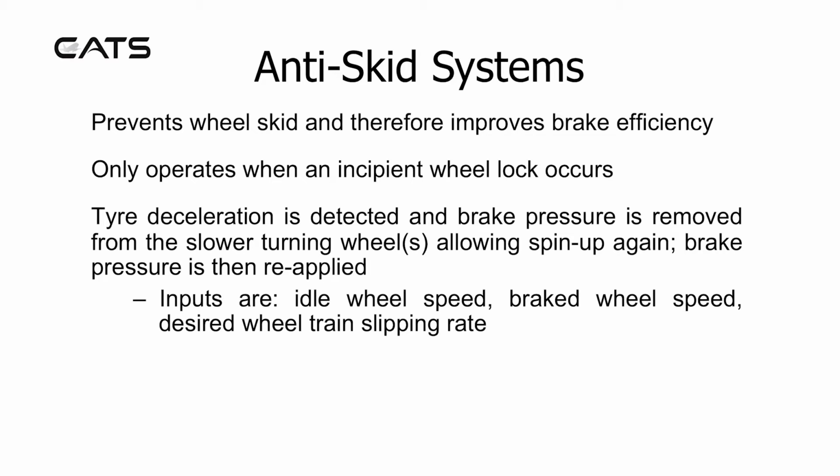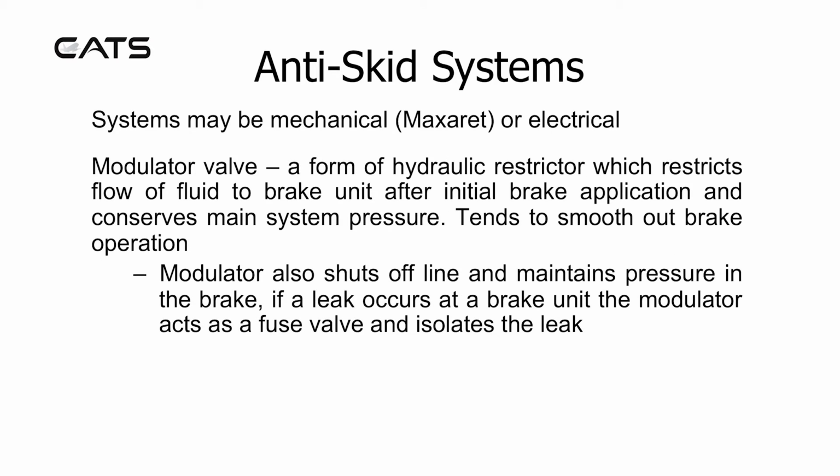Anti-skid systems. These prevent wheel skid and therefore improve brake efficiency. They only operate when an incipient wheel lock occurs. A tyre deceleration is detected and brake pressure is removed from the slower turning wheel, allowing spin up again. Brake pressure is then reapplied. The inputs are idle wheel speed, braked wheel speed, and the desired wheel train slipping rate. Systems may be mechanical or electrical.